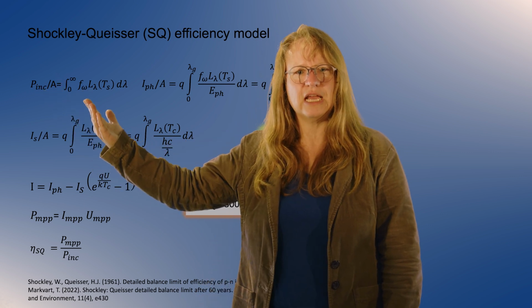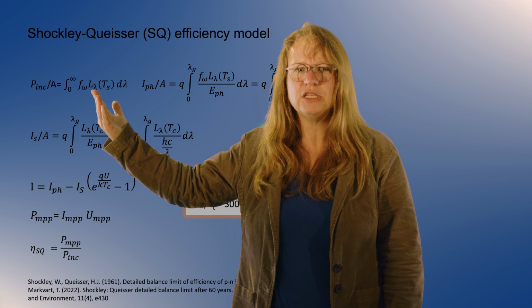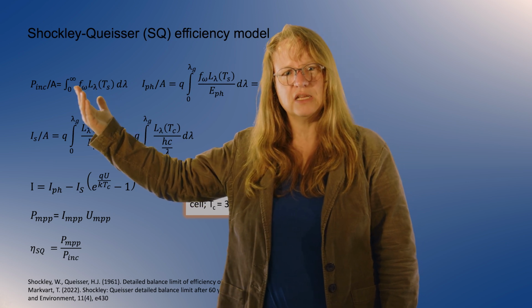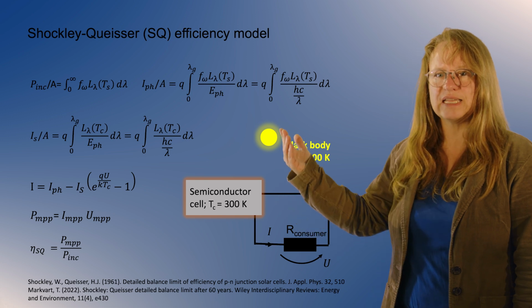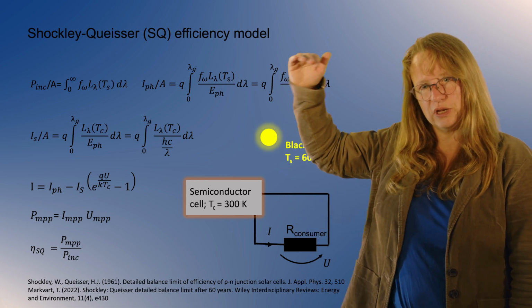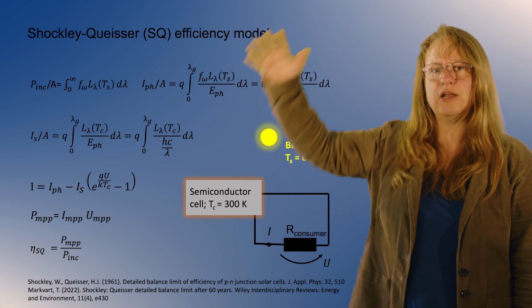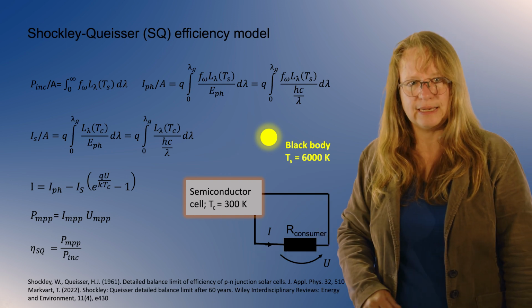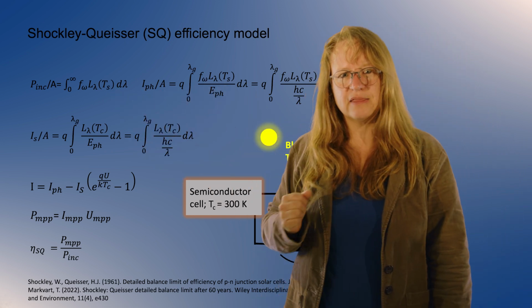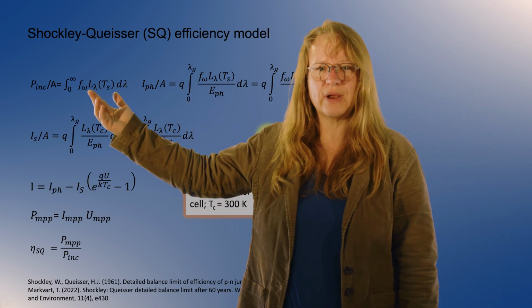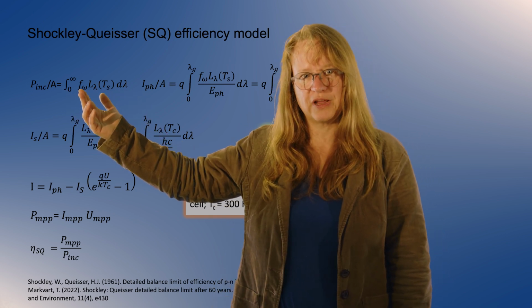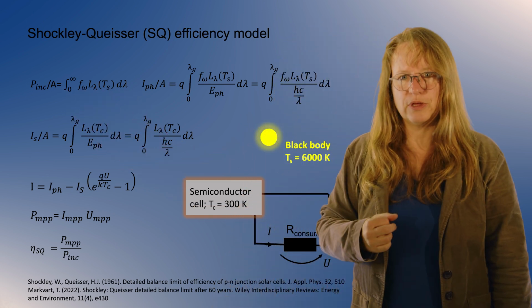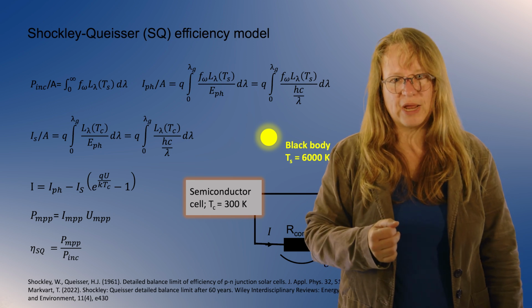The incident radiation is obtained by integrating the spectral irradiance multiplied with the geometric correction factor, because the sun is only covering a certain solid angle and not surrounding the whole solar cell. So we integrate this spectral irradiance multiplied with the correction factor. That is the incident power per meter squared.